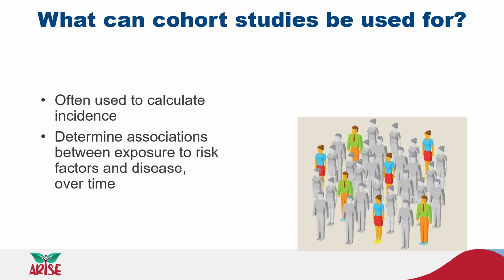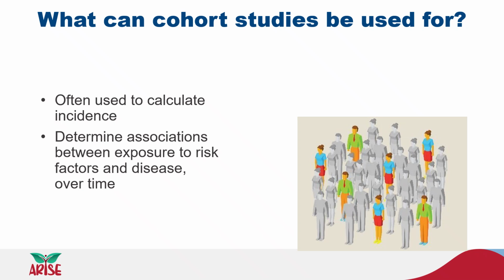So what can cohort studies be used for? Well, first, cohort studies can be used to calculate the incidence of a disease. Incidence refers to the number of new cases of a specific disease or health outcome that occurs within a defined population during a specific period of time. So cohort studies involve following a group of individuals, the cohort, over a period of time to determine the occurrence of new cases or the incidence of a particular disease or outcome.